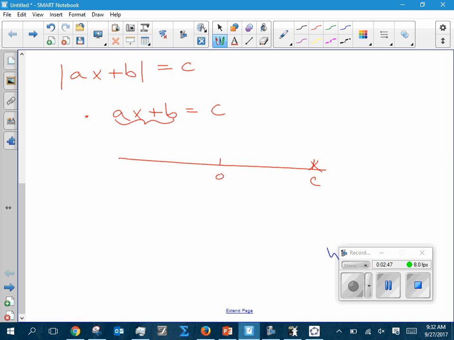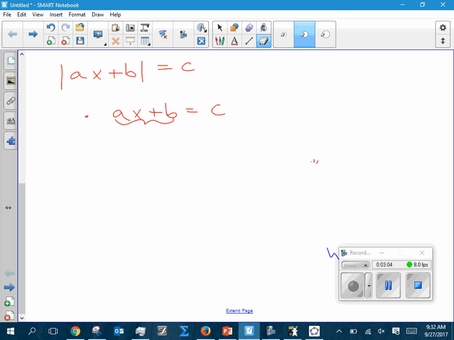But we know if I'm starting at 0, I could walk to the right, correct? Could I also walk to the left? So I want to find some x value that will put me over here. And that's where we get this rule that says ax plus b equals the opposite of c. Now that's going to give me an x value that puts that expression c units to the left of 0.